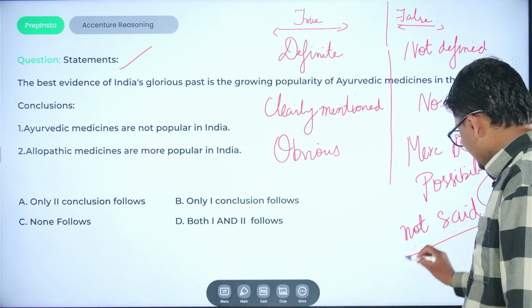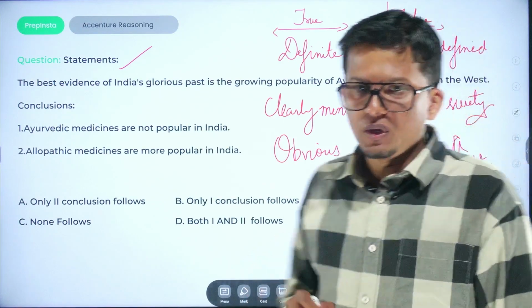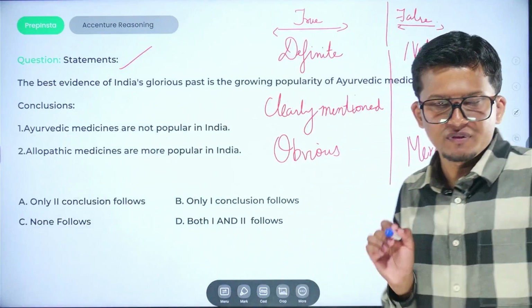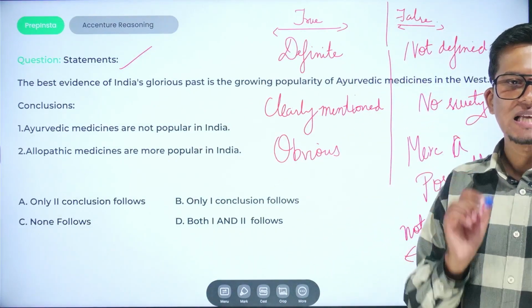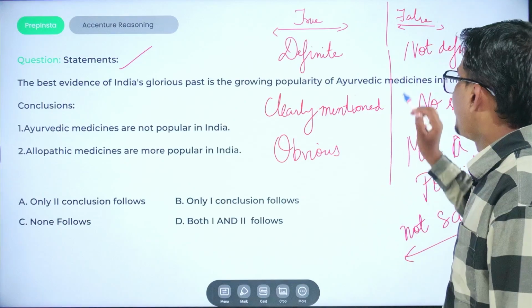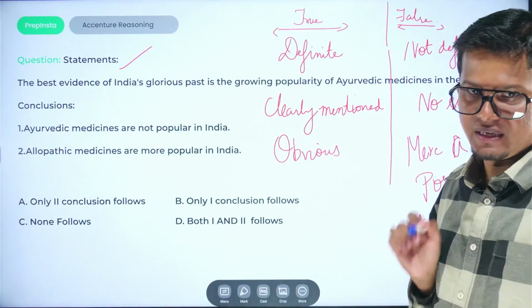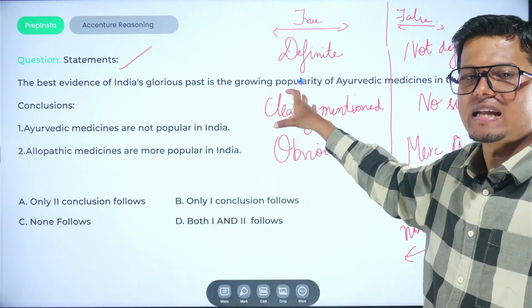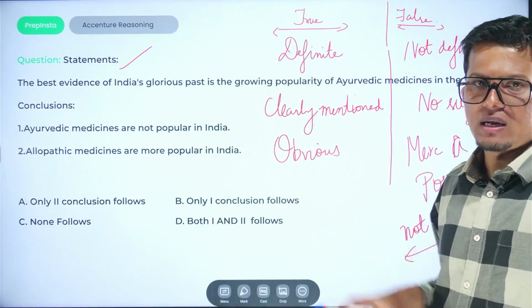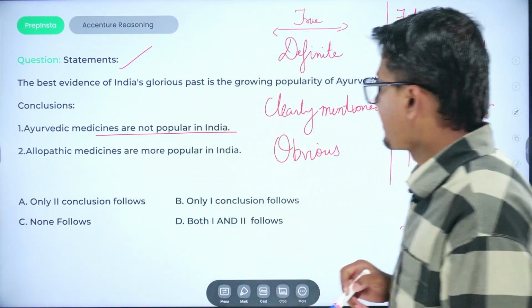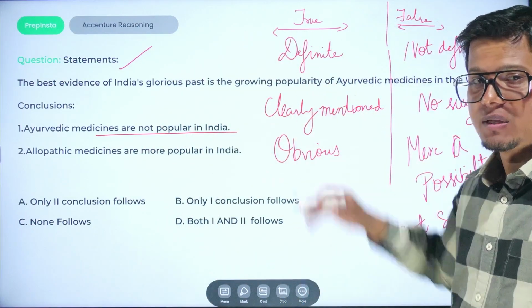So our selection would be based on these particular points. What we are given with the first statement, we have to check it out. The best evidence of India's glorious past is the growing popularity of Ayurvedic medicine in the West. So we are given a statement. On the basis of the information that has been given here, we have to draw the conclusion. Ayurvedic medicines are not popular in India. Is it clearly said in the particular statement?